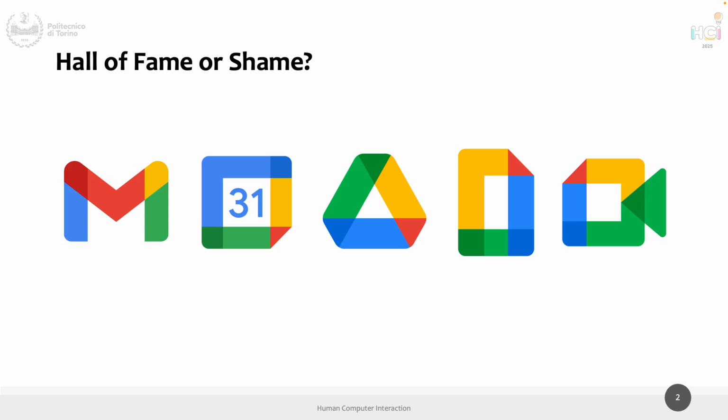What are these? Let's start with the basics. Google icons of Google Apps. So looking at them, do you think the design of these icons would go in some position in the Hall of Fame or in some position in the Hall of Shame? And why?